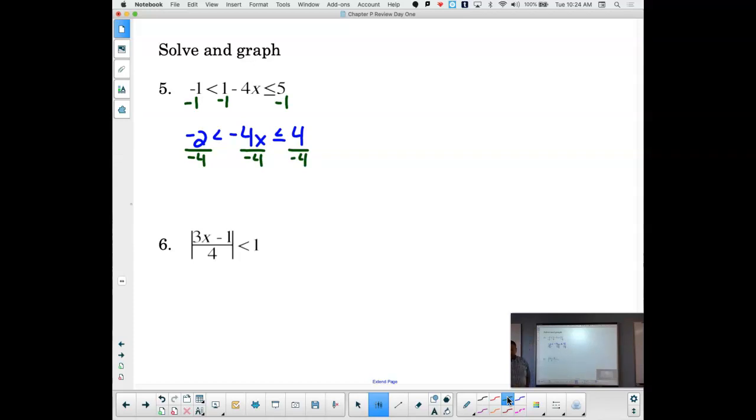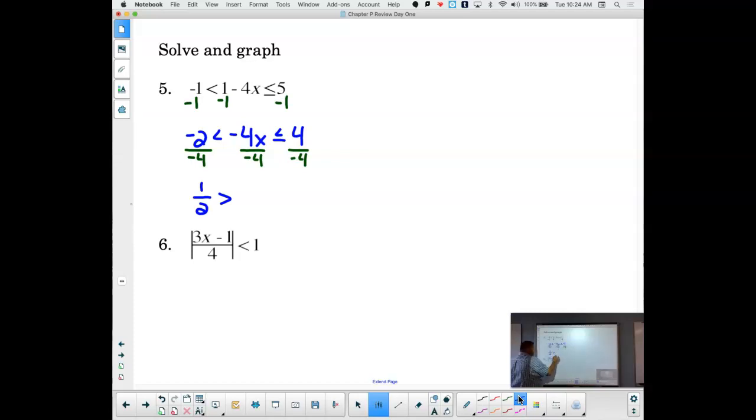Now, when I'm dealing with an inequality, when I multiply or divide by a negative, I need to change my inequality. So my inequality flips around. First off, let's deal with the math. Negative 2 divided by negative 4 becomes positive 1/2. My less than symbol would flip around to a greater than symbol.